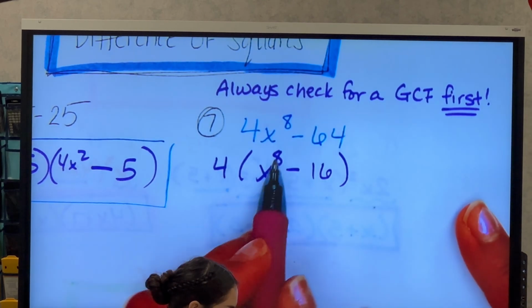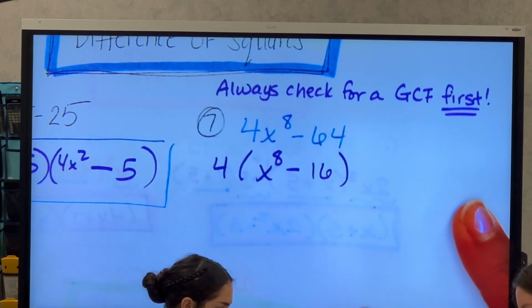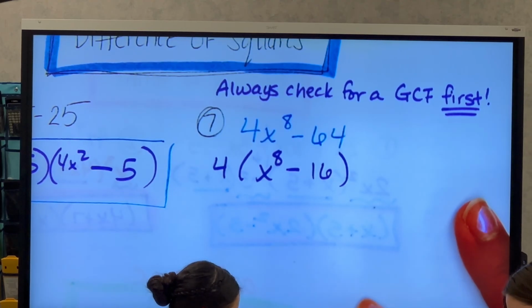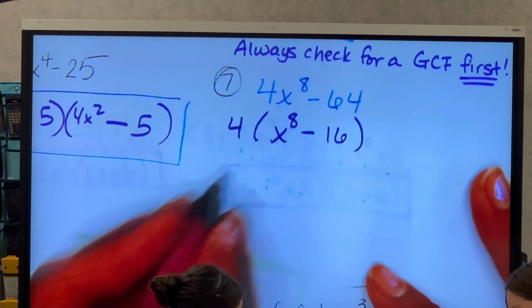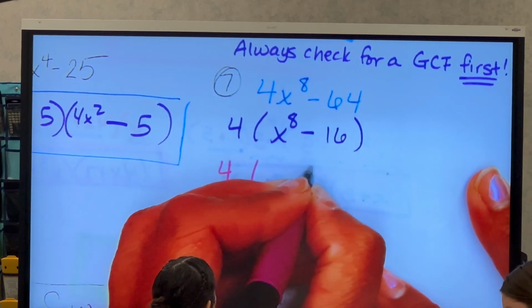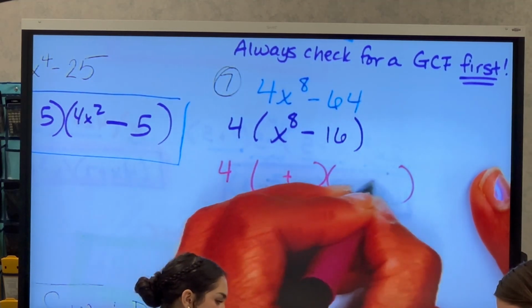As long as the power is divisible by 2, it's a perfect square. And any even number is going to be divisible by 2. So any even power on an x is going to be a perfect square. All right, so the 4's got to come along for the ride. And remember, difference of squares factor down to 2 binomials, one with a plus and one with a minus.